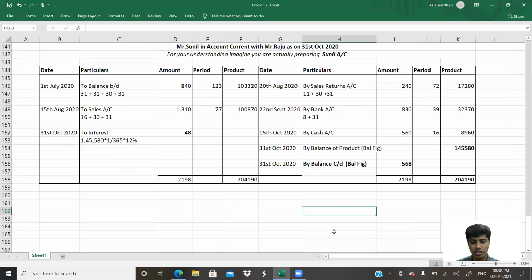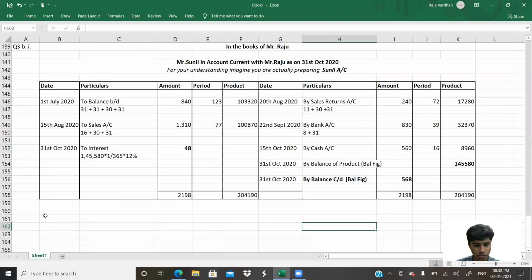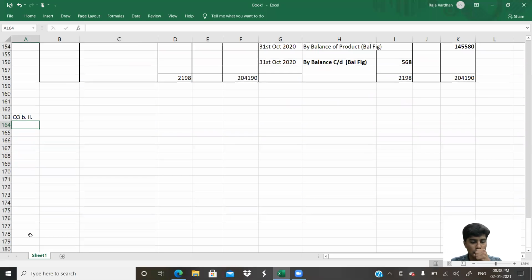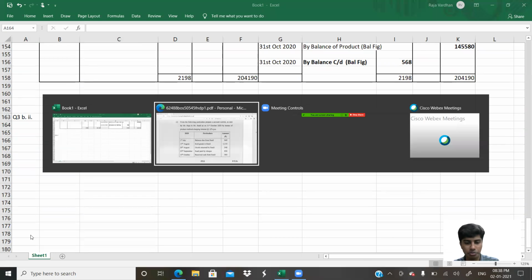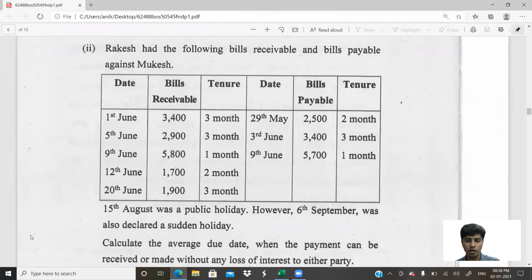Now we'll do question number 3B2. Come on, let us do question number 3B2. What exactly is question number 3B2? It is an average due date question. Simple one. Rakesh had the following bills receivable.